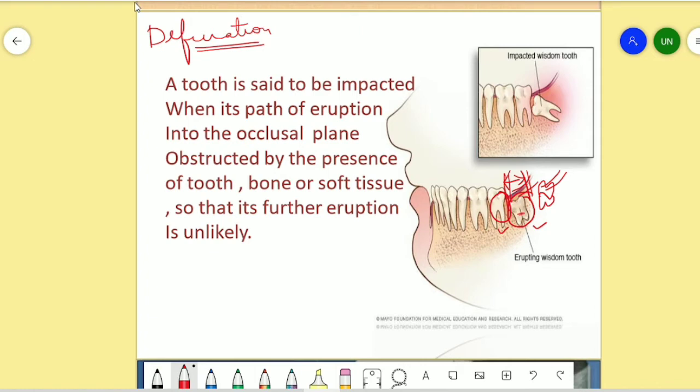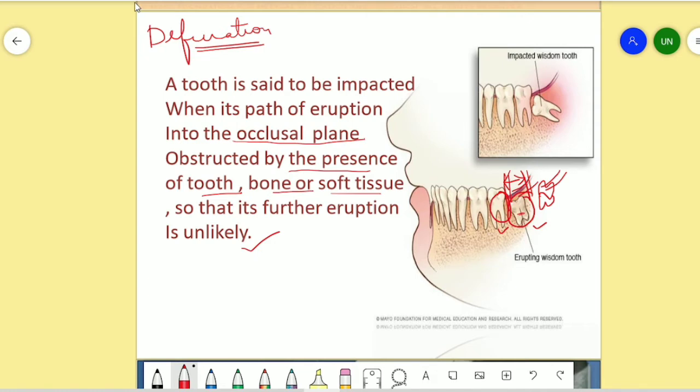So, moving to the definition: a tooth is said to be impacted when its path of eruption into the occlusal plane is obstructed by the presence of a tooth, bone or soft tissue, so that its further eruption is unlikely. This is the definition. You have to remember it.